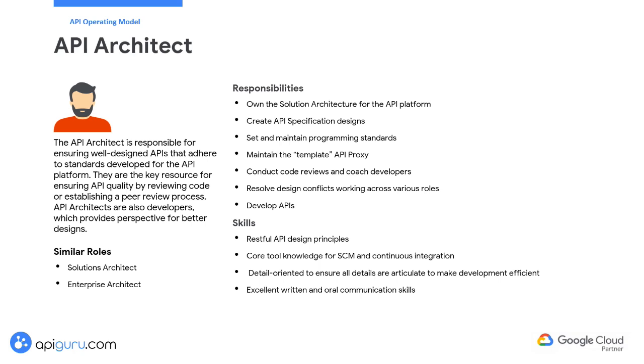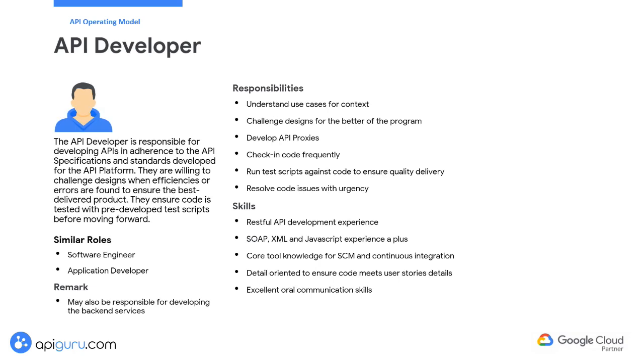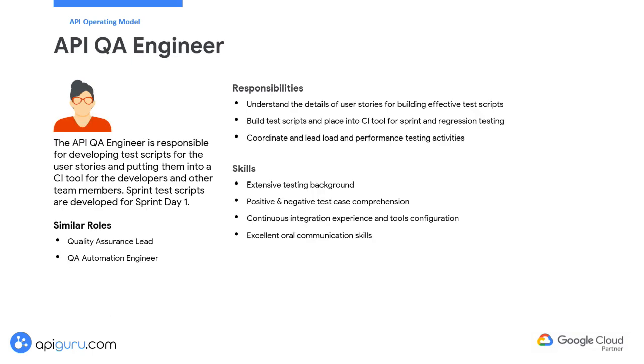The API developer is responsible for developing APIs that adhere to the API specifications and standards developed for the API platform. They are willing to challenge designs when efficiencies or errors are found to ensure the best delivered product. Before moving forward, they ensure the code is tested with pre-developed test scripts. The API QA engineer is responsible for developing test scripts for the user stories and putting them into a CI tool for the developers and other team members to use.